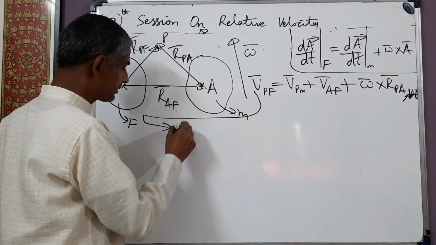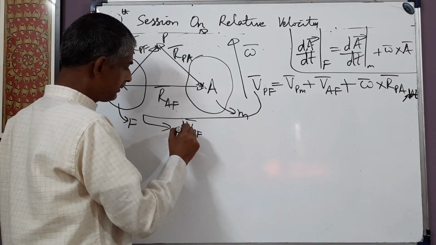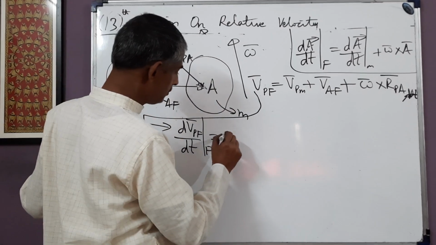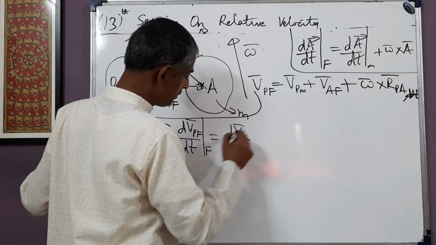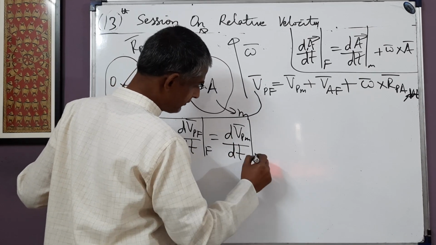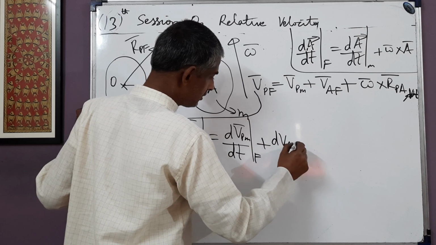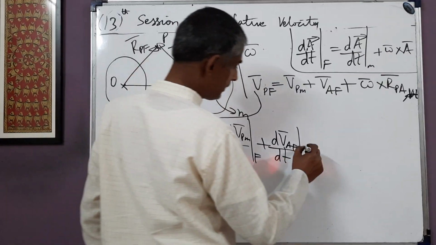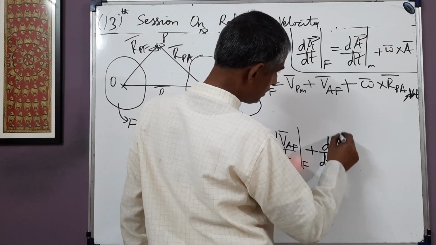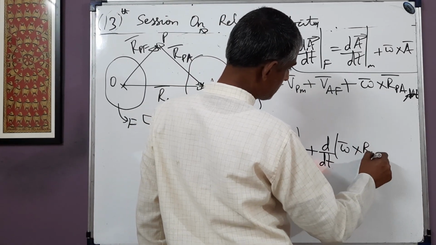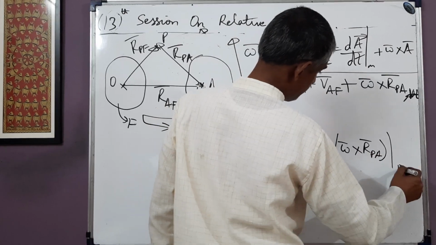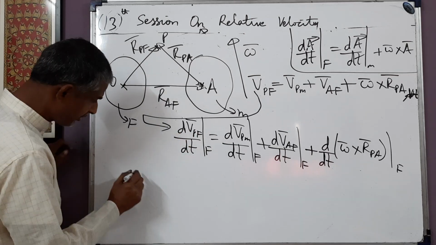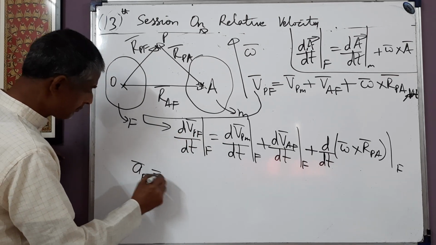So we write like this: dVPF by dt in frame F is equal to dVPM by dt in frame F plus dVAF by dt in frame F plus d by dt of omega cross RPA in frame F. Now this quantity dVPF by dt in frame F is nothing but APF.